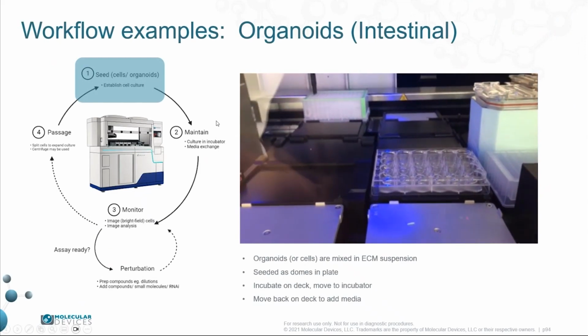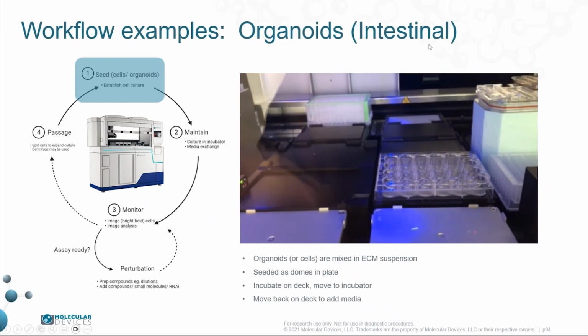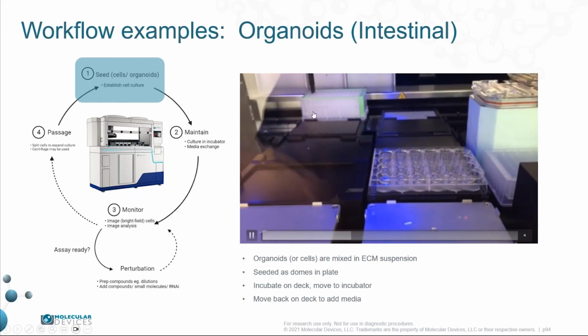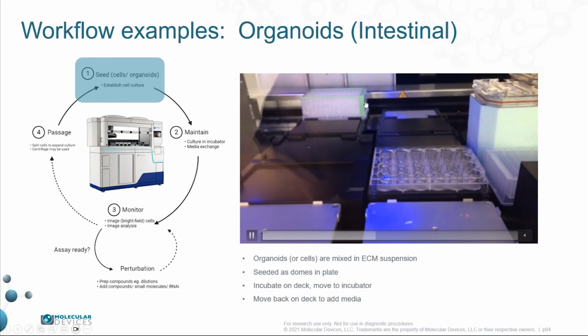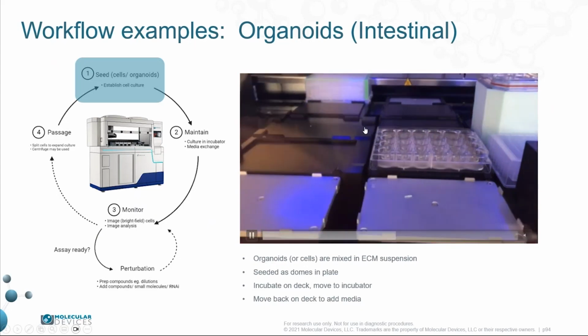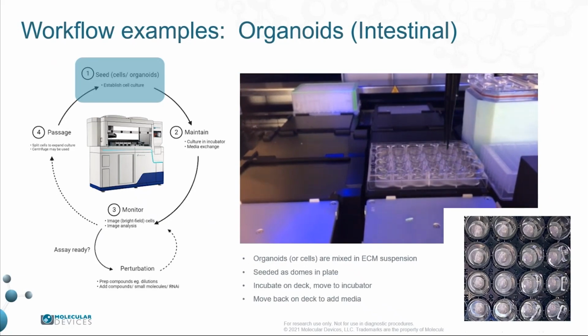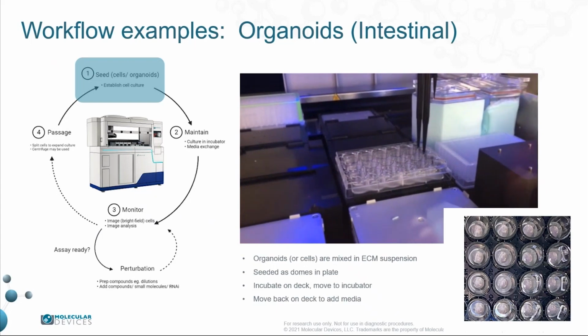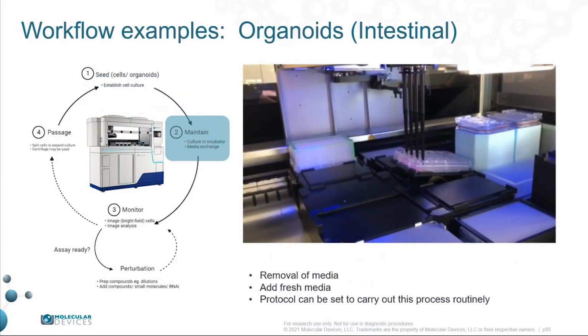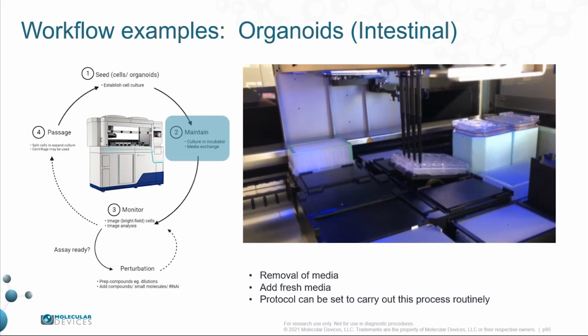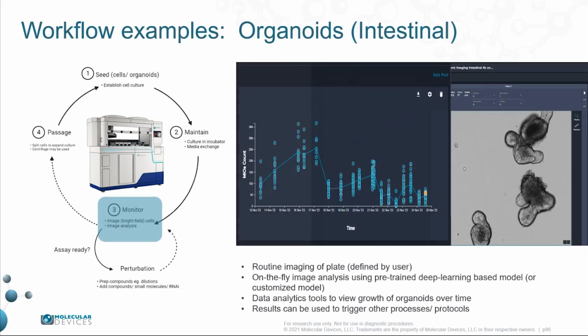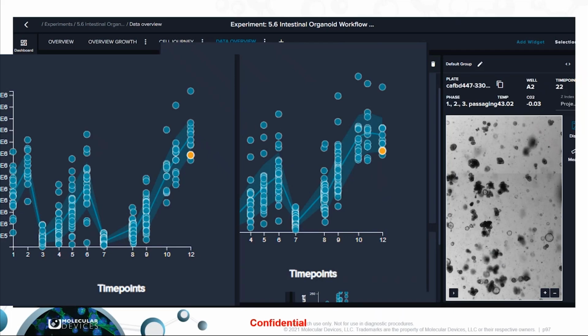This is another workflow example, intestinal organoids. You can see a mix of Matrigel placed in a deep well block, and then Matrigel domes are seeded, and after the lid is solidified, media is added. All these steps are done automatically. The maintenance steps include media exchanges and also imaging. Then image analysis on the fly again follows these steps: growing, then passaging, and growing again, and so on.